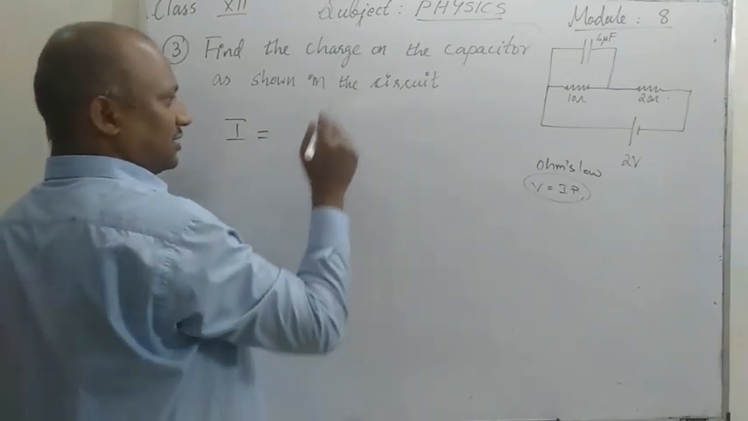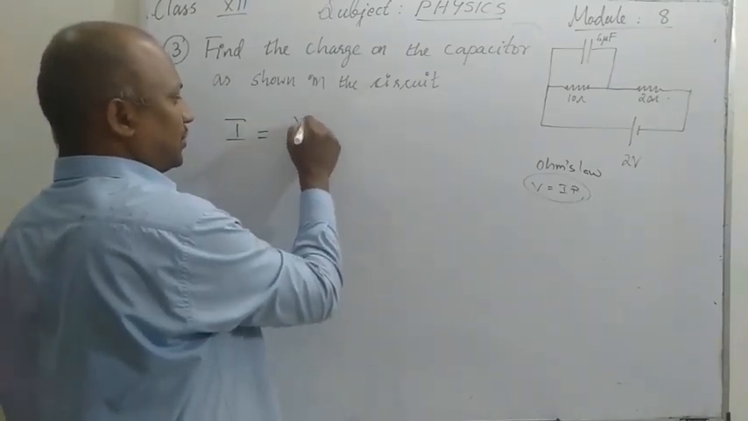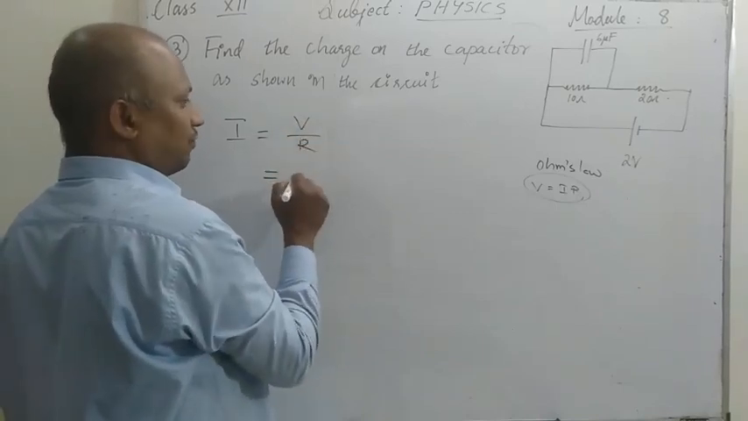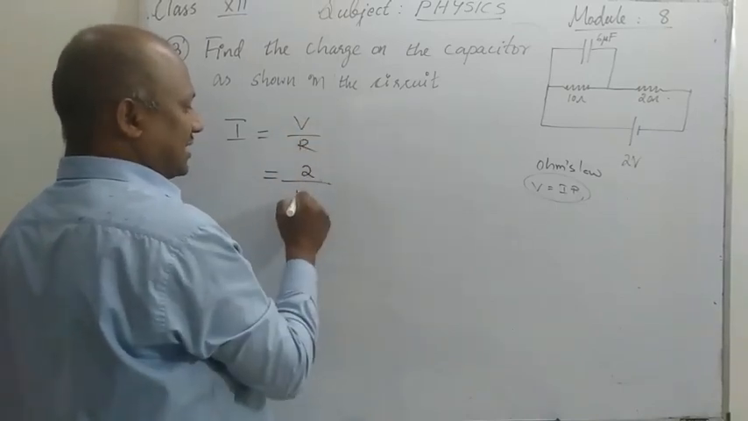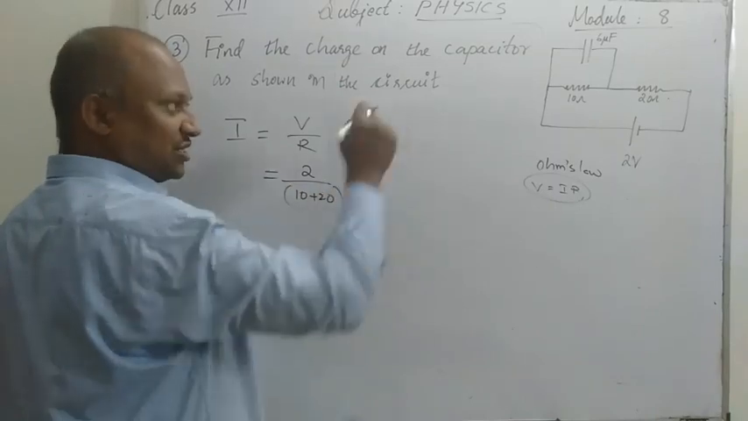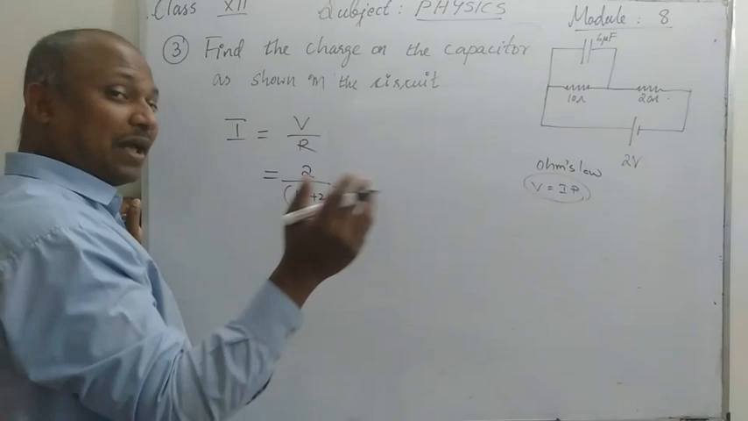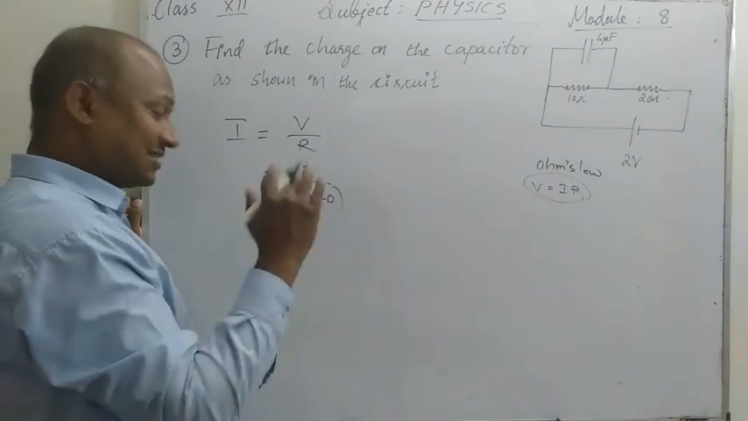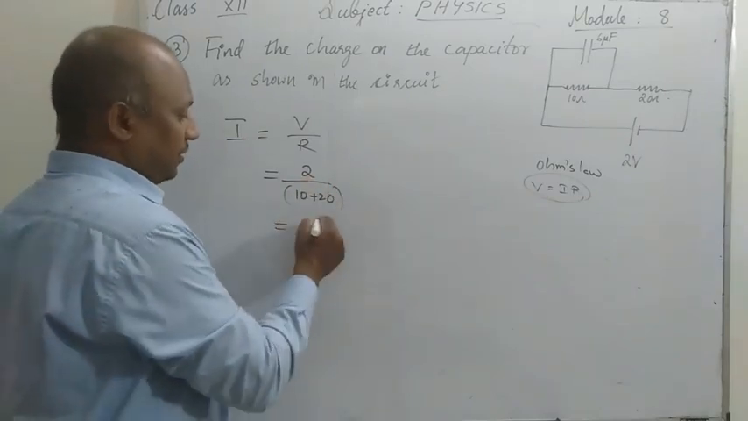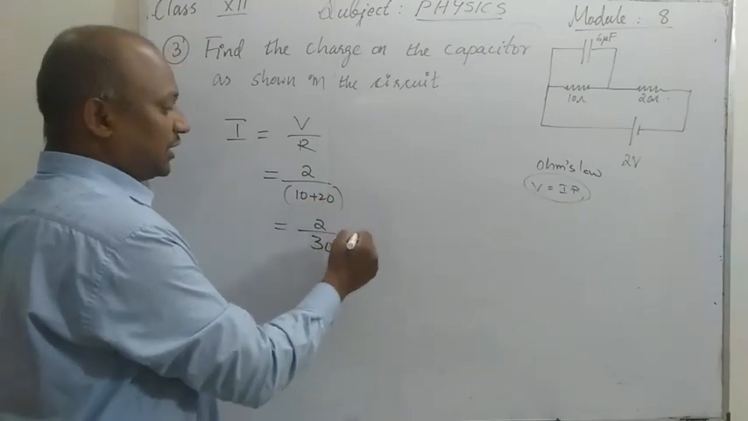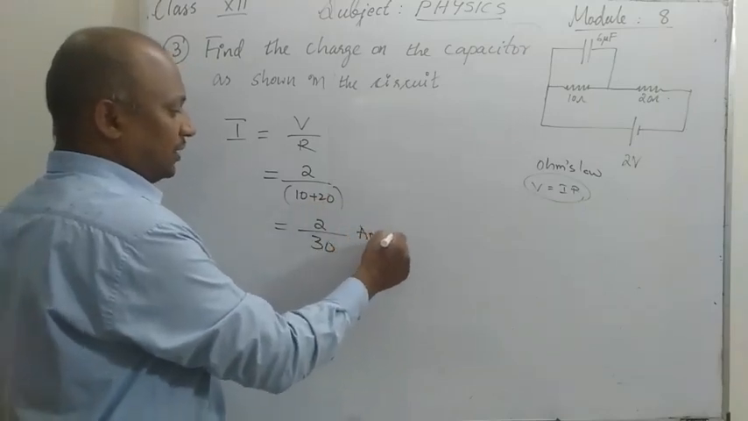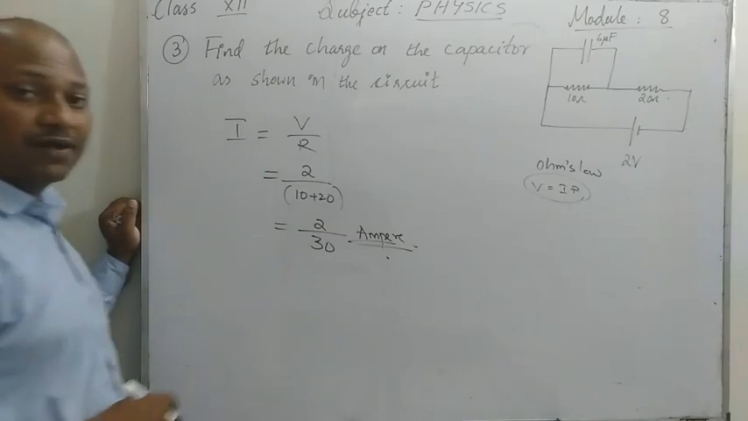The current through the circuit is I is equal to V upon R. So V is 2 volt and R is 10 plus 20 because of the series connection. The resistors are being added, but the capacitors are not being added. They just have the opposite formula. But here it is resistors, so 2 upon 30 ampere.